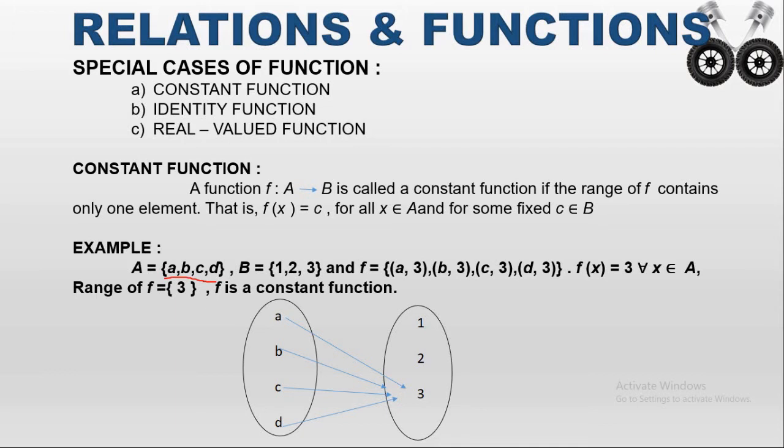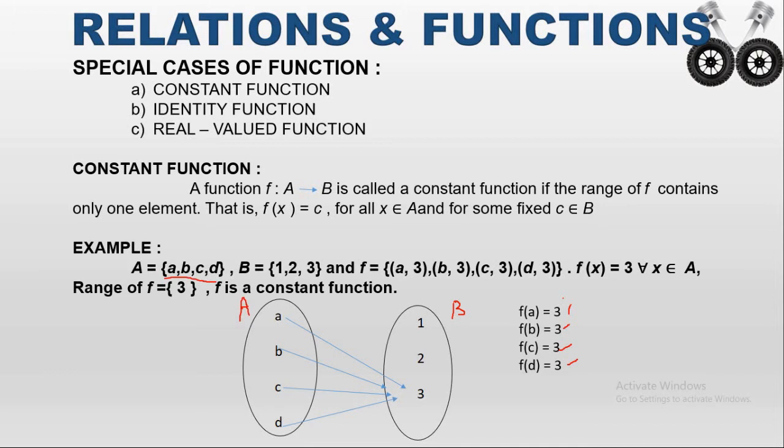So the function is given here. What has happened here? Each and every element in A is mapped to only one element, that is 3. So f of a equals 3, f of b is also 3, f of c is also 3, and f of d is also 3. Each and every element in set A is mapped to only one element in B. That means the function given here is called a constant function.